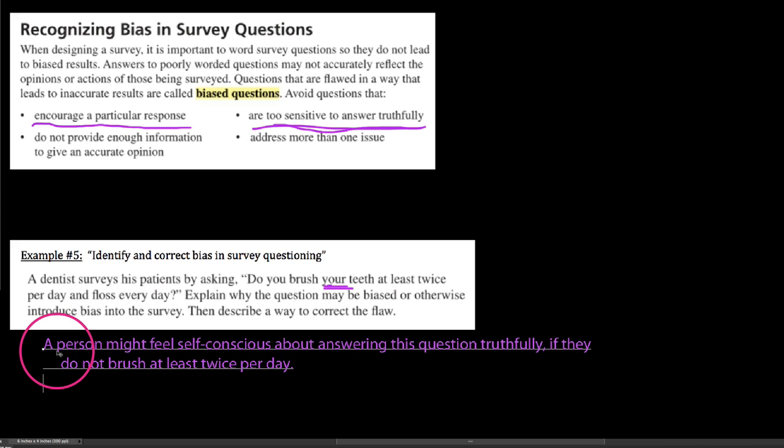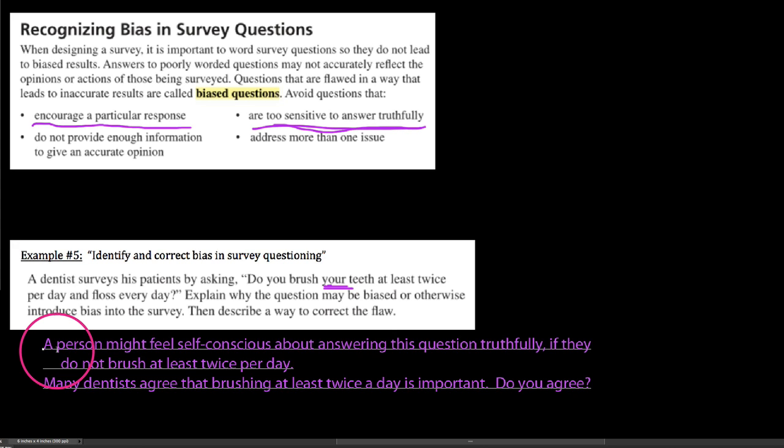Could we state it in a way that doesn't refer to the person that we're asking this question of? So maybe we could put something like this. Many dentists agree that brushing at least twice a day is important, okay? Do you agree? Now what we're doing is shifting it from do you do it twice a day to a statement that is about everybody and how dentists feel about it, making it a neutral yes-no thing. So maybe you agree, maybe you disagree, but it doesn't say anything about you. And you can see how rewording a question would frame it a little bit differently. Cheers.